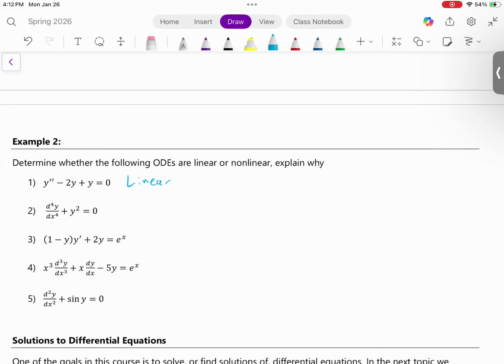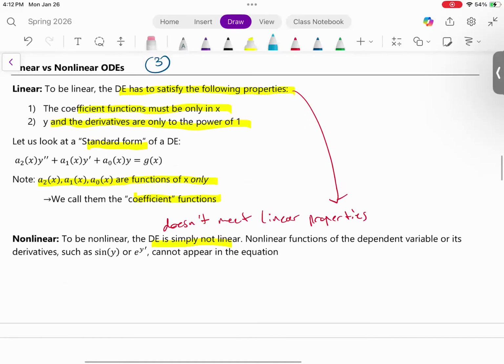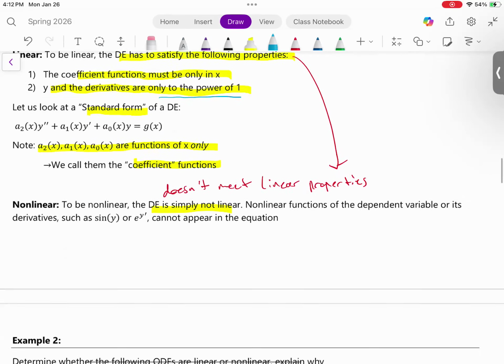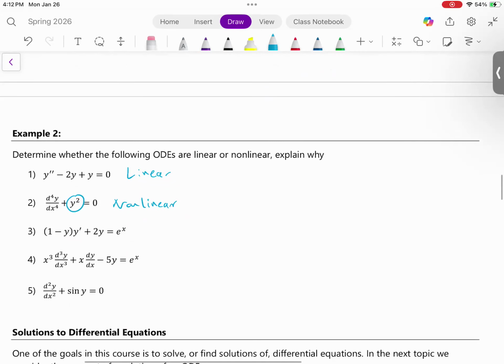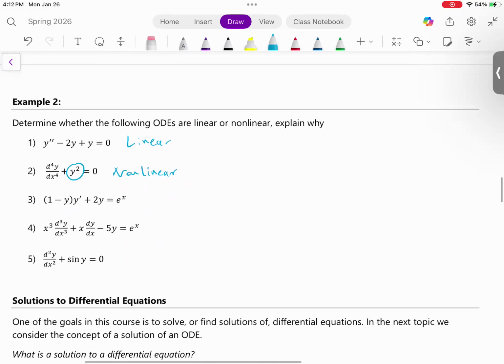Question two is d to the fourth y over dx to the fourth plus y squared equals 0. This to me would be nonlinear. Okay, we have this y squared here because what's the issue? The issue is that y and its derivatives are only to the power of 1. So we have a y squared there, which makes it nonlinear. Okay, so what I want you guys to do is pause the video and try out examples 3, 4, and 5. See if you can determine linear or nonlinear.